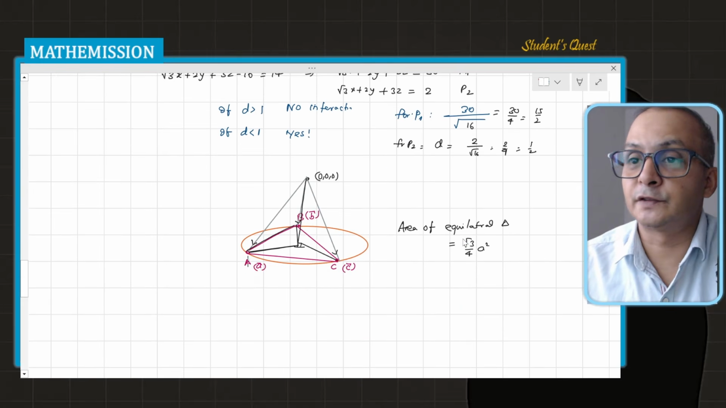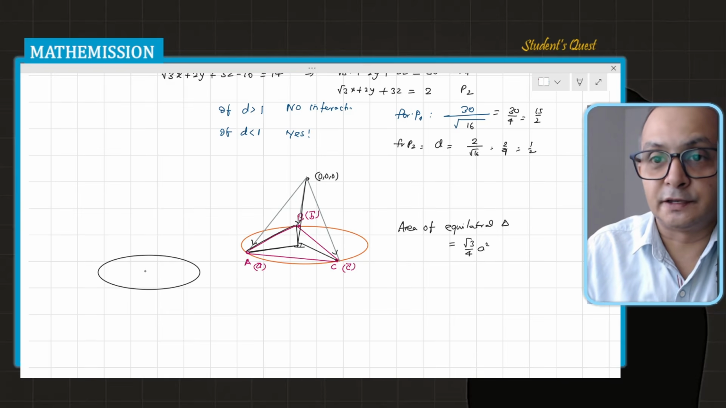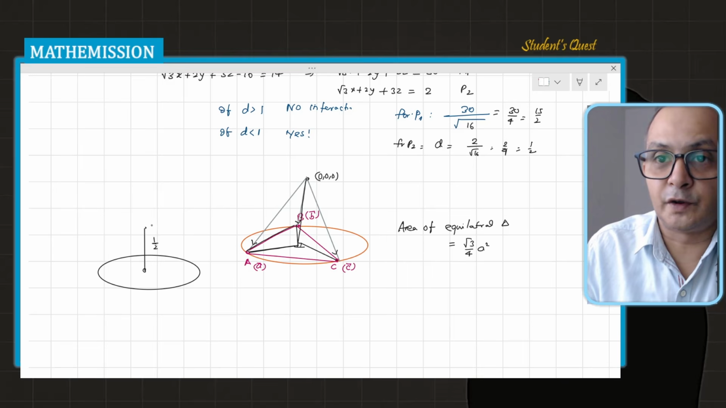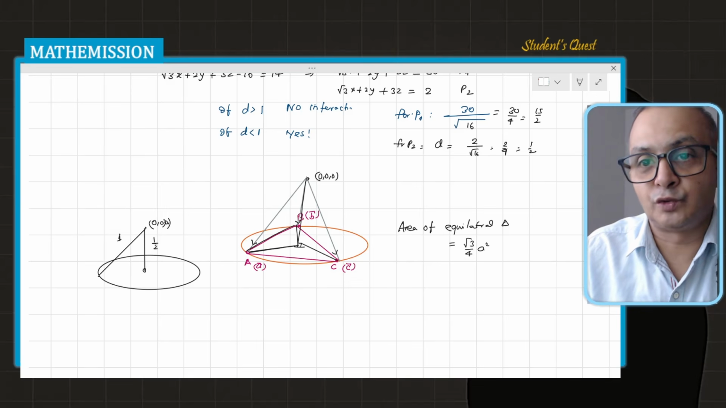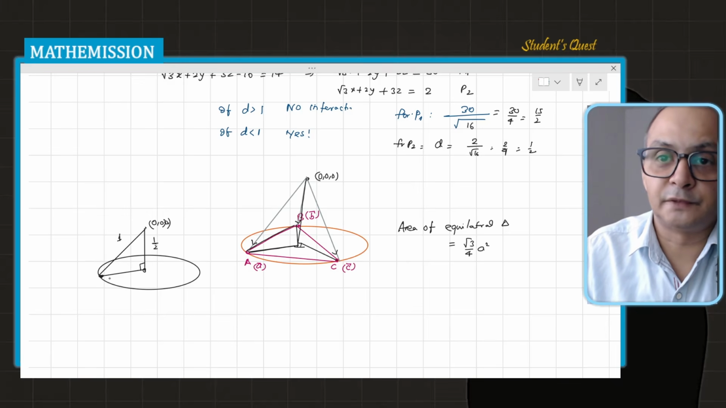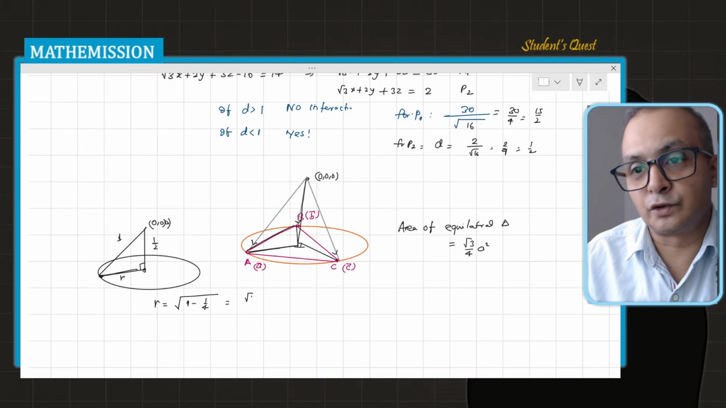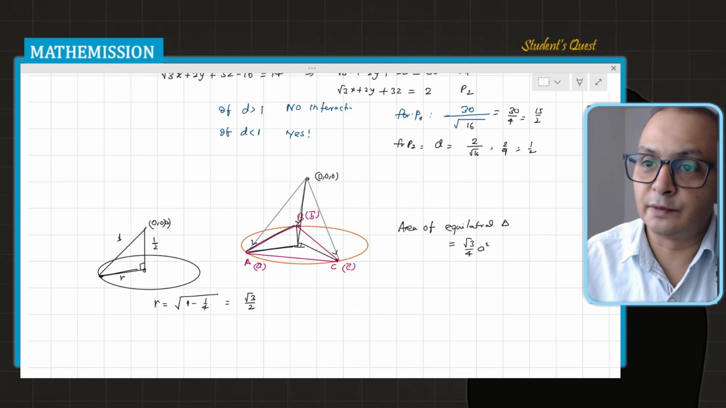How do we decide the radius of this circle? Let's decide. If this is the cross section circle, and this length we already found, that is half from the origin, and the radius we already have, which is 1. So we can join this and we will get this length, which is the radius of the circle. So R we can get as 1 minus 1 by 4, that is root 3 by 2. Now this length is root 3 by 2.